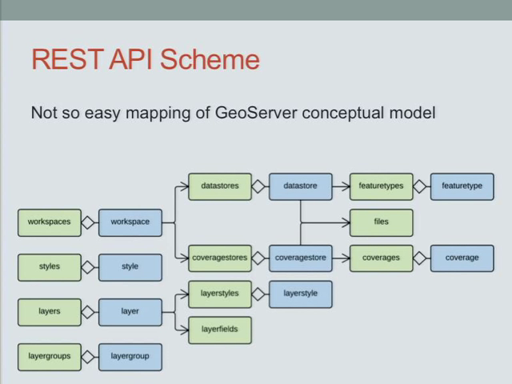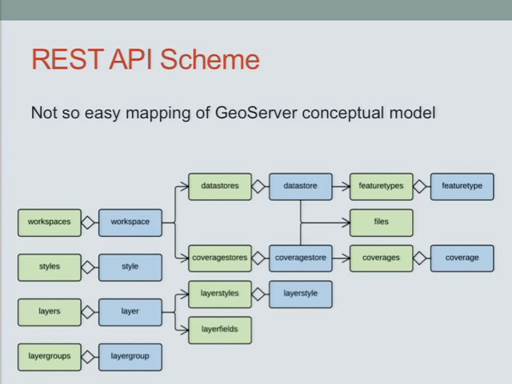The main problem we had, the most difficult part, was to map exactly the GeoServer conceptual model from its API to the MapServer conceptual model, which is absolutely not the same, obviously. The GeoServer conceptual model is based on workspaces, data stores, feature types, and coverage stores for rasters, and on the side of this, you have layers and layer groups and even styles. In MapServer, as you might know, you have basically a map file, which is a service, and then you have layers, and in the layers, you have data, and you have styles. So it's completely different.